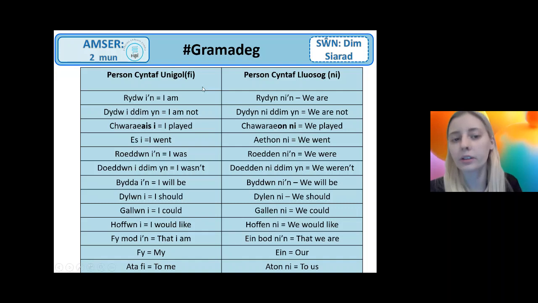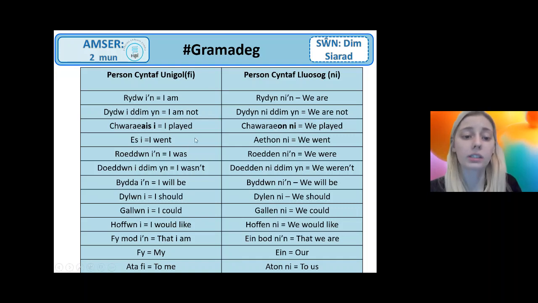At the moment, in the exam, they have put in brackets "fi" and "ni". So if you forget some of the words or key terms in the exam, you might hopefully jog your memory a bit, and you might think, oh, that's about myself, and that's about we, us. Okay, so here's just some examples of the first and the third person in different tenses. So remember, "rydw" is I am. You might see "rwy'n", the formal version, or "dwi'n", the more condensed version, I am. "Rydyn ni" is we are, the plural. "Dydw i ddim yn", I am not. And again, the plural would be "dydyn ni ddim yn", we are not.